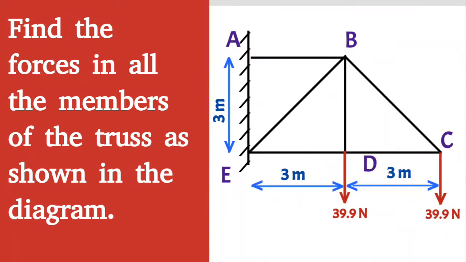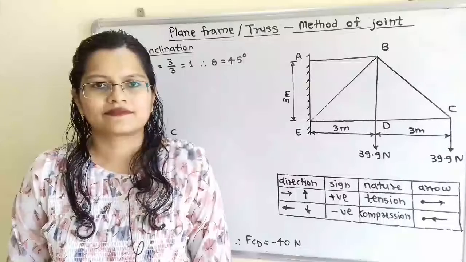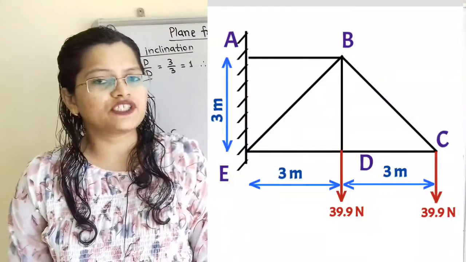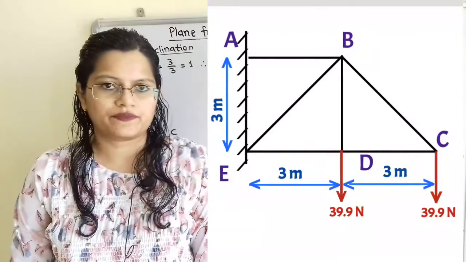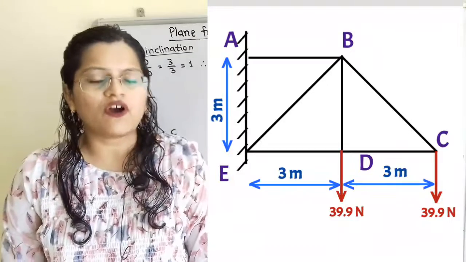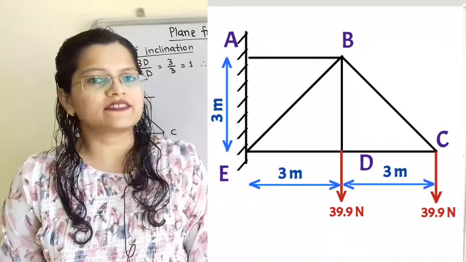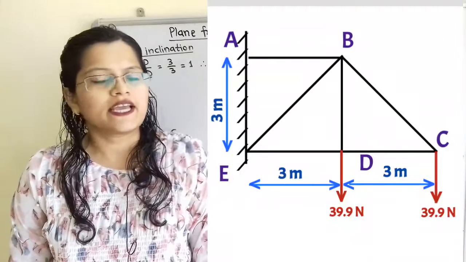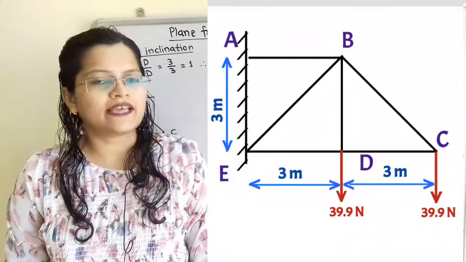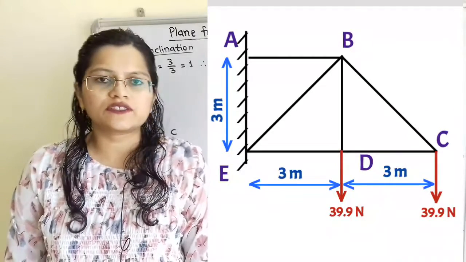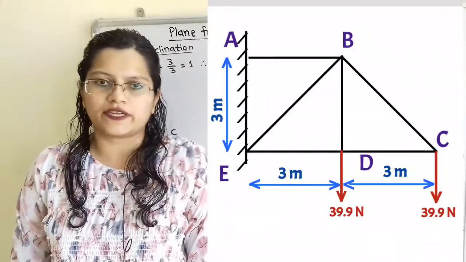Given question, find the forces in all the members of truss as shown in the diagram. Let us understand given question with the help of diagram. This is the question of members connected with the help of joints, or we can say pin connected in a single plane, known as plane frame or truss. We are going to solve this question by method of joint.